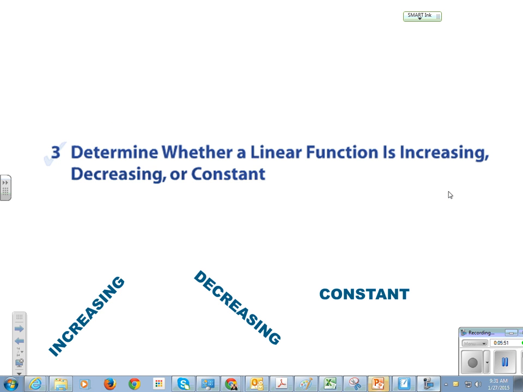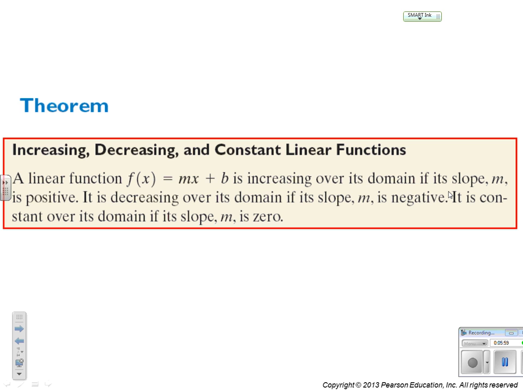All right, determining whether a linear function is increasing, decreasing, or constant. This is going to be easy peasy, because if the slope is positive, it's increasing. If the slope is negative, it's decreasing. And if the slope is zero, it's constant. So positive is increasing, negative is decreasing, zero slope is constant.